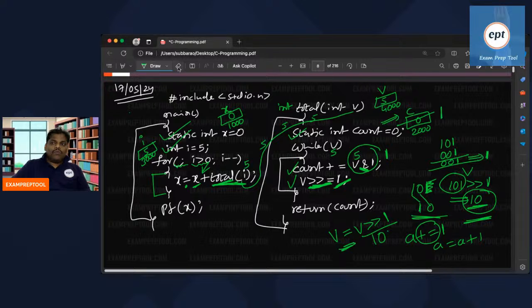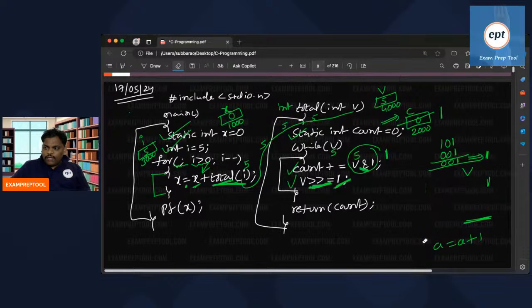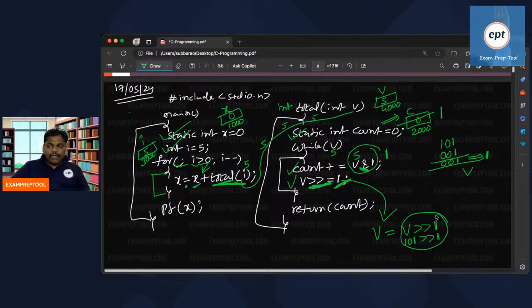So now let me complete this part. I am writing now. This is equal to, if anyone has a small doubt, V is equal to V right shift one time. So V becomes 101 right shift one time. This result became 10. That 10 will go to V. So now V becomes 10.